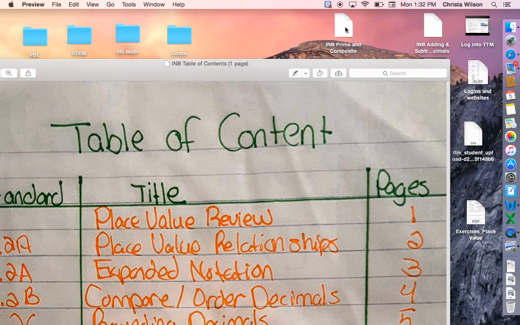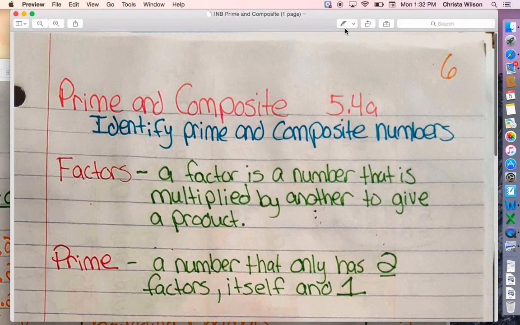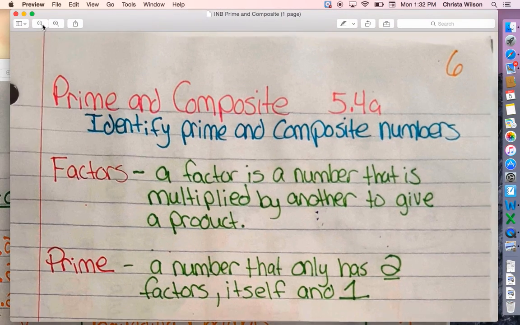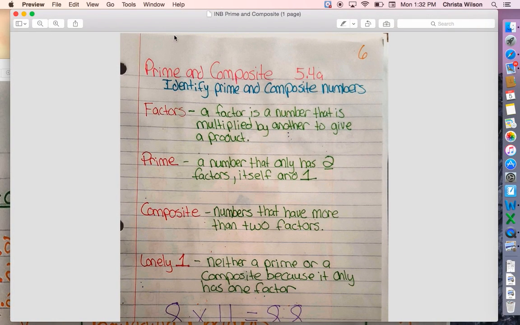Okay, so let's look at those notes. All right. So in your journal, you're going to title, see I put the page 6 up here. You're going to title prime and composite 5.4a, that's our TEK. Identify prime and composite numbers. And here we have some definitions.